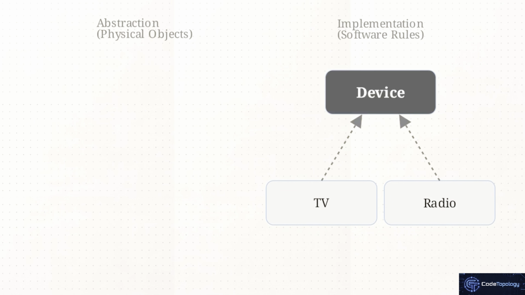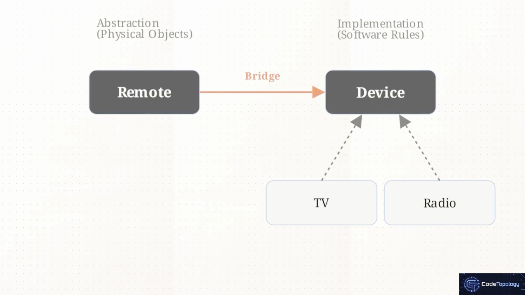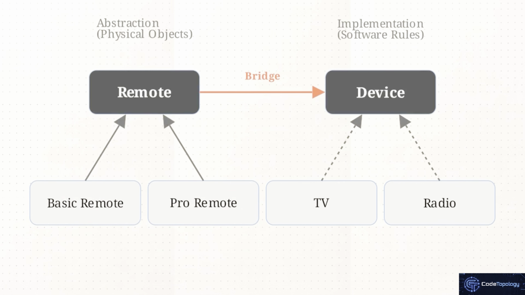Shifting hierarchies, we define the abstraction, the remote control. Its primary job is holding a reference to the device interface we just built. We finish this side with a refined abstraction, which could be a basic remote or a pro model with extra buttons. Notice the discipline up to this point. Every isolated piece we have defined only depends on the abstraction directly above it, setting a clean structural foundation.